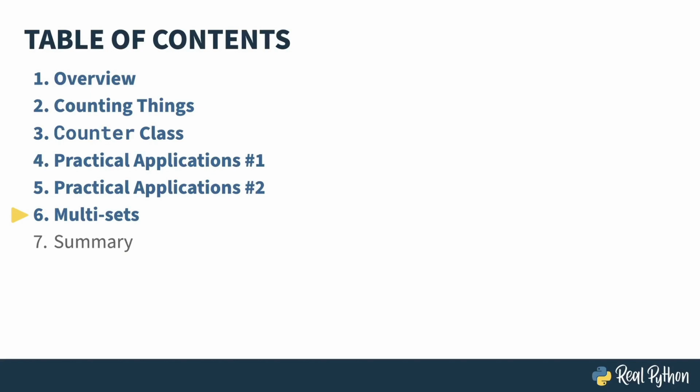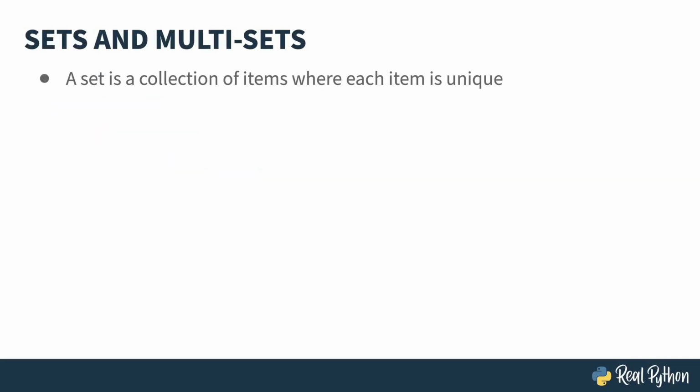In the previous two lessons, I showed some practical applications of the counter class. In this lesson, I'll go a little bit mathy and show you how counters can be a special type of set, the multi-set. A set is a collection of things where each item inside of it is unique. The concept is common enough that Python has included this as a built-in data type.